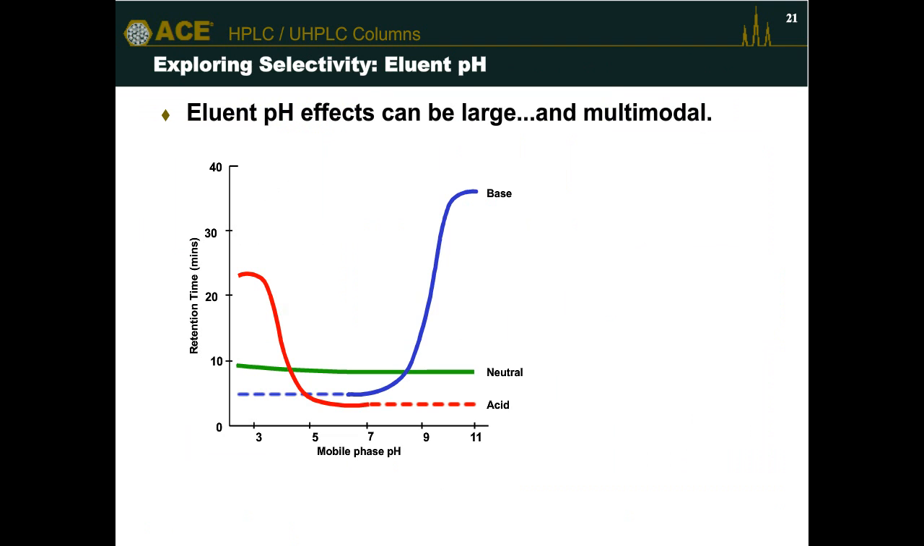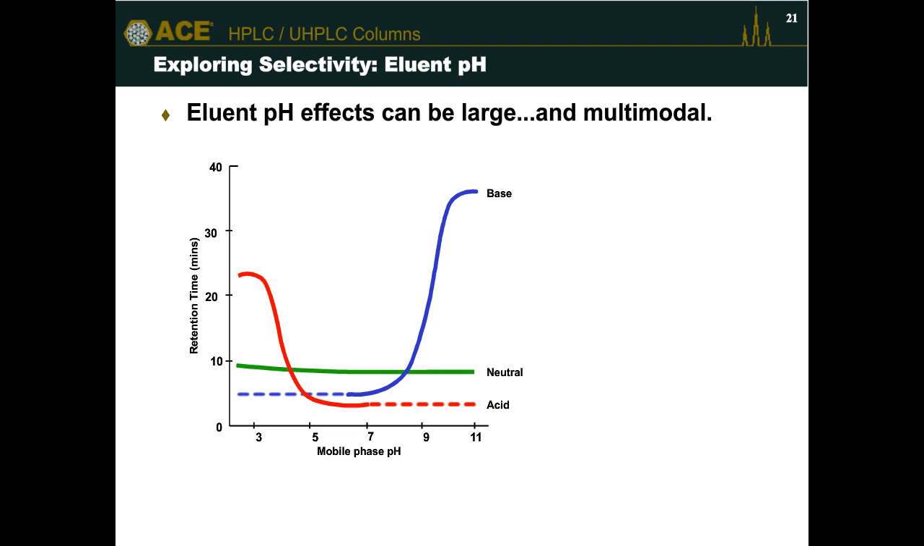pH has a big impact as well. As I mentioned, for ionizable compounds, pH can have dramatic changes in retention time, elution order, and therefore selectivity. And it depends whether you're working with a neutral molecule. So you can see here, along the x-axis, we have the mobile phase pH. Along the y-axis, we have our retention time. So for a neutral compound, here shown in green, changing the pH does not have a massive impact on the retention time. That's pretty obvious. But if you're working with acids and bases, you have much more of a change in retention when you change the pH.